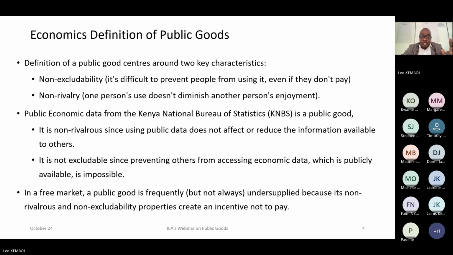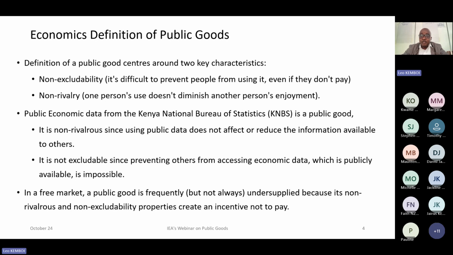Non-excludable. It's difficult to prevent people from using it, even if they don't pay for it. Non-rival. One person using it does not diminish another person's enjoyment, and that's why they suffer.